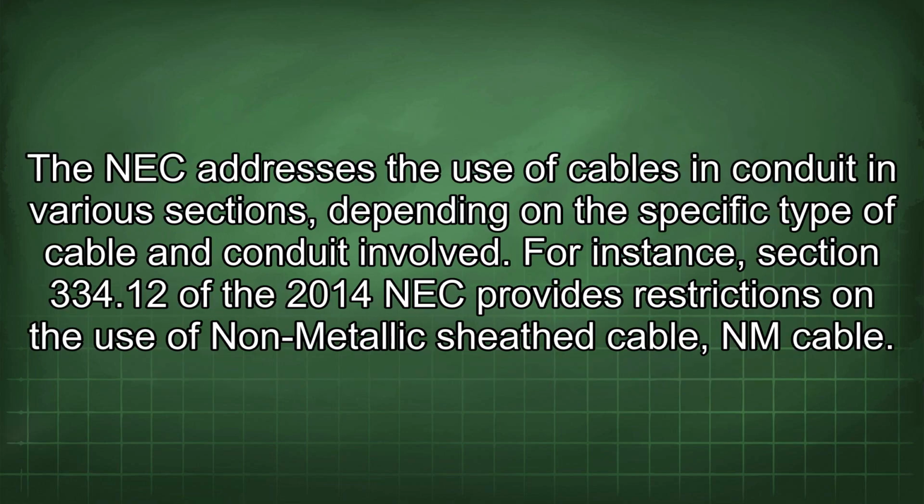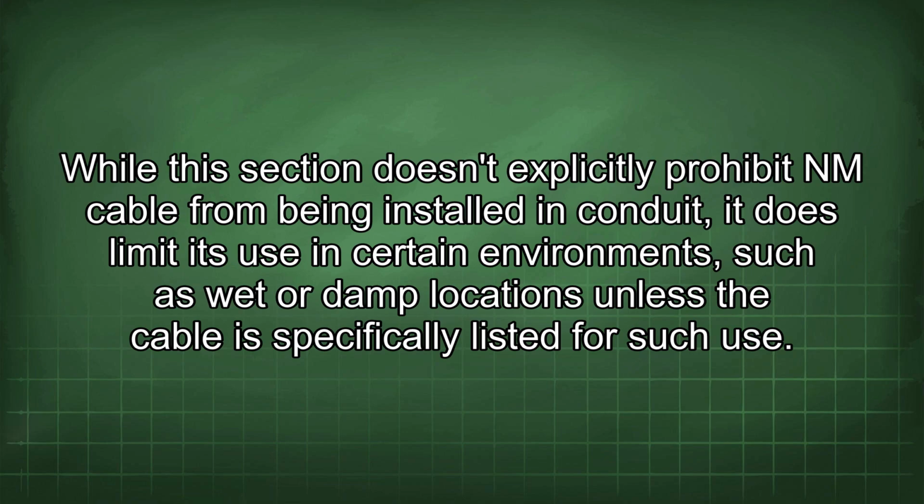The NEC addresses the use of cables and conduit in various sections, depending on the specific type of cable and conduit involved. For instance, Section 334.12 of the 2014 NEC provides restrictions on the use of non-metallic sheath cable, NM cable. While this section doesn't explicitly prohibit NM cable from being installed in conduit, it does limit its use in certain environments, such as wet or damp locations, unless the cable is specifically listed for such use.